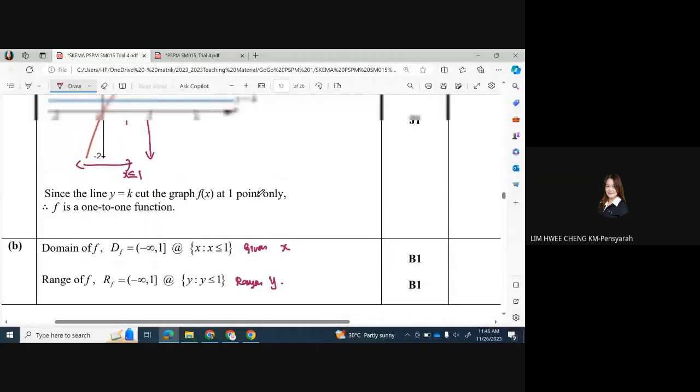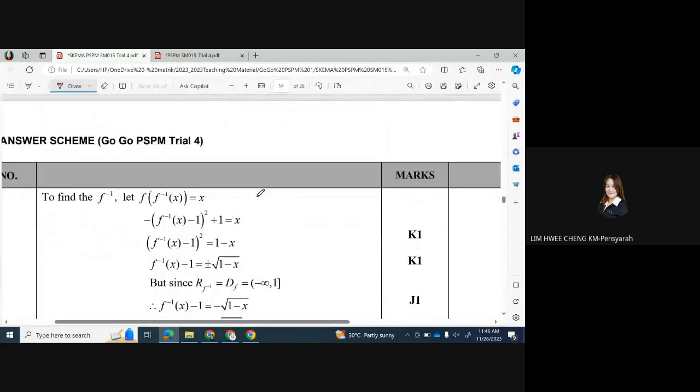Okay, lepas tu apabila kita nak cari inverse, so better we ambil daripada sini lah, minus 1 square plus 1. Ini adalah you punya f(x) kan. So let f of f inverse equal to x. So saya ganti my x ini dalam f inverse. So I will have, ini pindah sini, ini pindah sini. So 1 minus x equivalent f inverse tolak 1 kuasa 2. Lepas tu sepatutnya saya ada campur tolak.